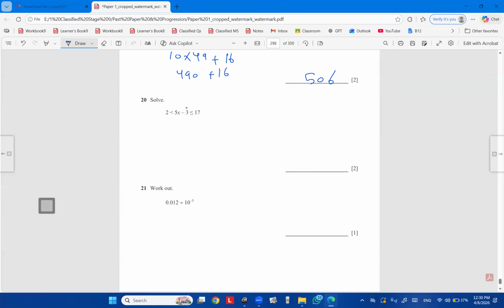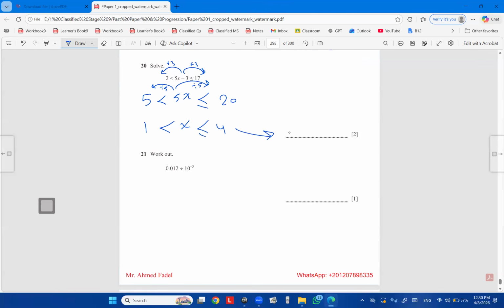Solving this inequality, I'm going to add 3 to both sides. So it's plus 3, plus 3. It becomes 5x is greater than 5, less than or equal to 20. Send the 5 over there, division, left side and right side, so 5 divided by 5, divided by 5. So x is going to be alone, greater than 1, less than or equal to 4. This is the answer. You write it here: x is greater than 1, less than or equal to 4.